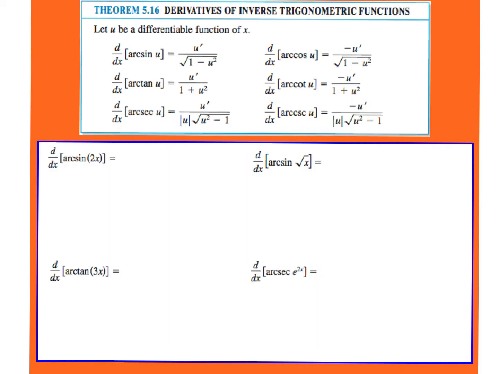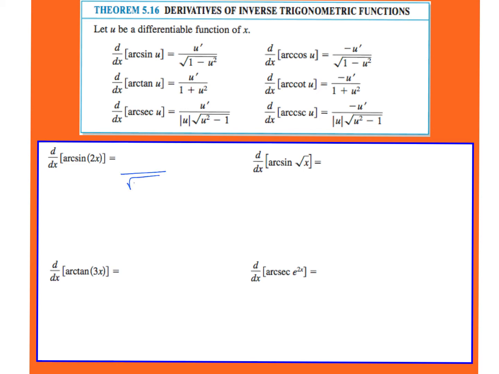So now let's use them. So we're going to derive arc sine of 2x. What do we always need to be worried about? Chain rule. So here we go. Just look at our note card. What is my u? 2x. So now we just use our note card.